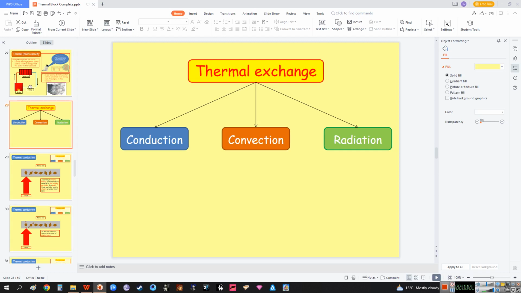Hello kids, this is going to be the second part of the thermal block. We will be discussing modes of thermal exchange.